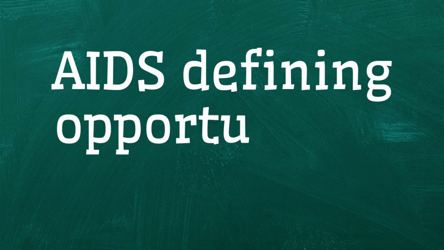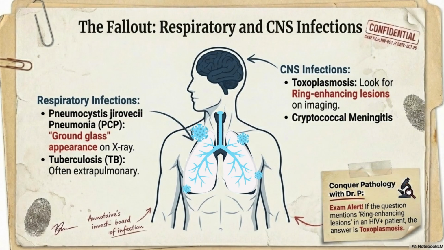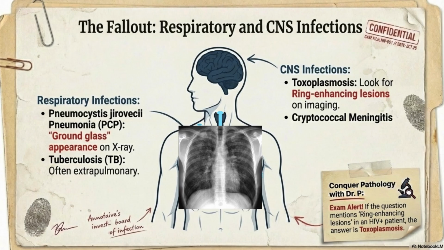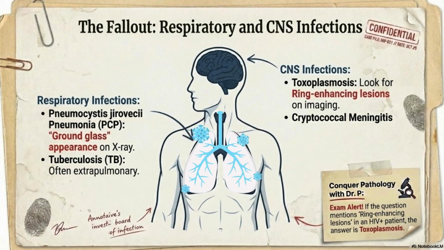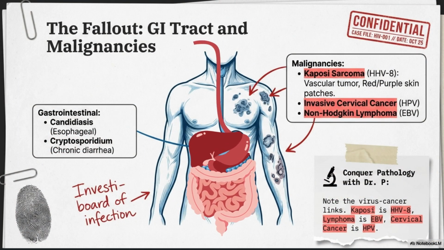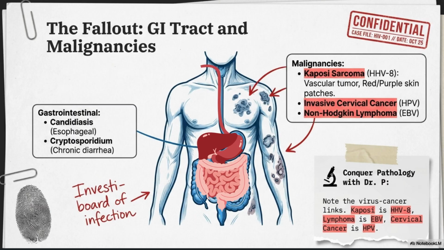Now let's see AIDS defining opportunistic infections. Respiratory: Pneumocystis jirovecii pneumonia. It gives a ground glass appearance on X-ray. Tuberculosis, often extrapulmonary. In CNS, we see toxoplasmosis, the ring-enhancing lesions, and cryptococcal meningitis. In GI, we see esophageal candidiasis, cryptosporidium, causing chronic diarrhea.